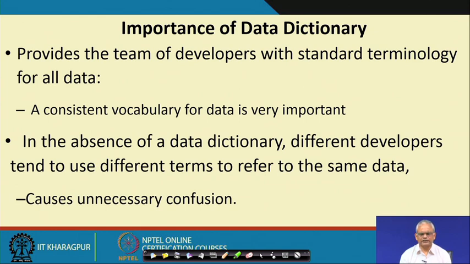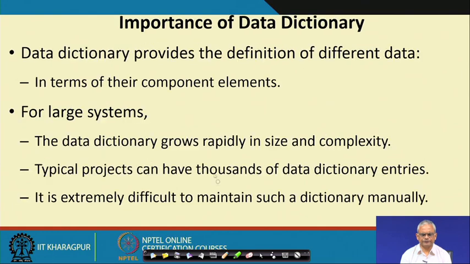So, the data dictionary standardizes the names of the data and explains their purpose and what they consist of. The complex data items consist of maybe some simpler data, it mentions them.